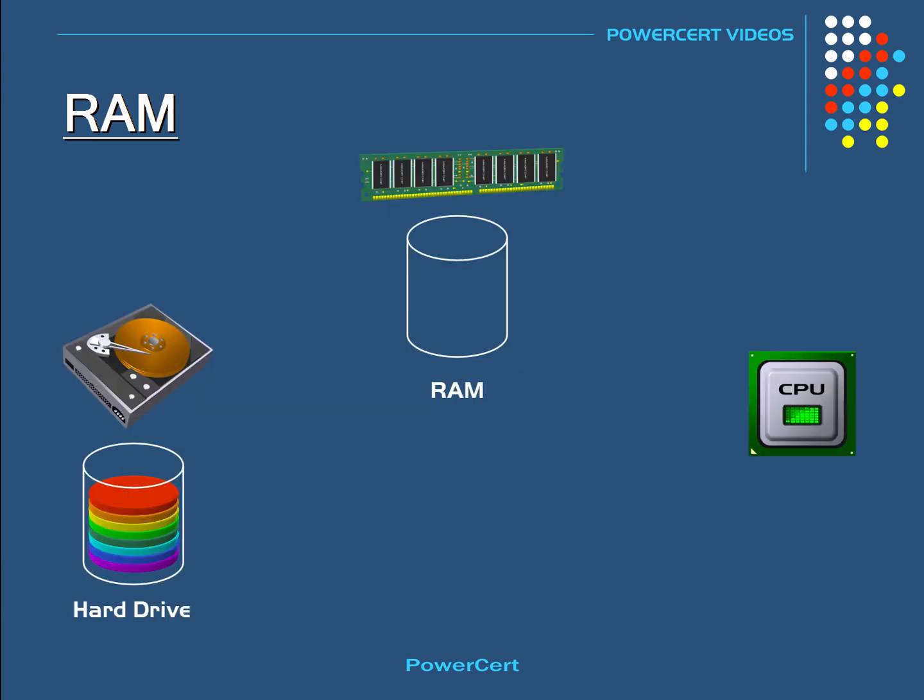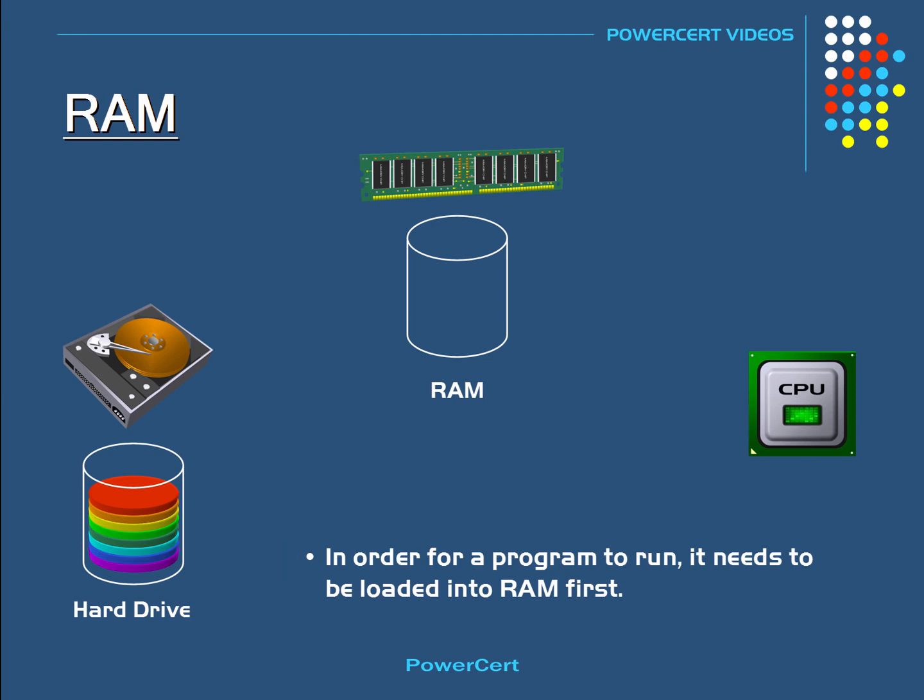In order for data or a program to run on a computer, it needs to be loaded into RAM first. So the data or program is first stored on the hard drive. Then from the hard drive, it's loaded into RAM. And once it's loaded into RAM, the CPU can now access the data or run the program.